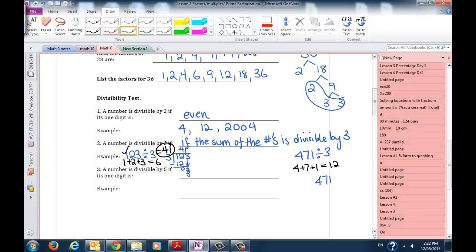So 471 divided by 3. 3 goes into 4 1 time. When I subtract that, I'm left with 1 remainder, and I'm going to pop down my 7. 3 goes into 17 5 times, that's 15, and when I subtract that, I get 2, and I'm going to pop my 1 down, and 3 goes into 21 7 times. So I know that my answer to 471 divided by 3 is equal to 157. All right, great examples.